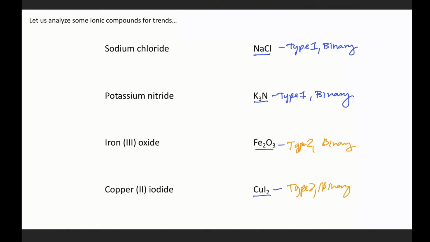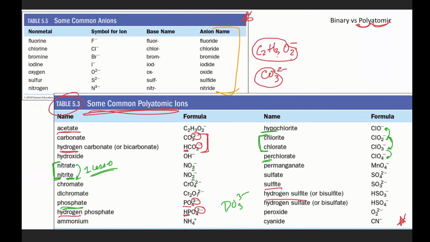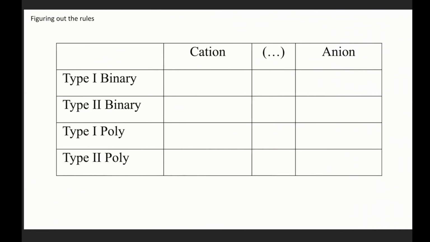So we have identified those. Now we just need to look for some other similarities. When we look at their names: sodium chloride, potassium nitride, iron oxide, copper iodide. What do we notice? They all end in "ide." And that's what this table is telling you: for our nonmetals in a binary compound, we just take the root and add "ide" to the end. So these are your roots, and then we add "ide."